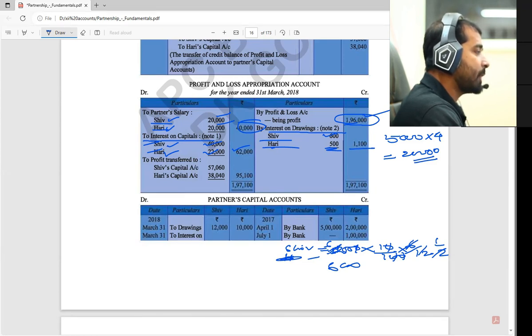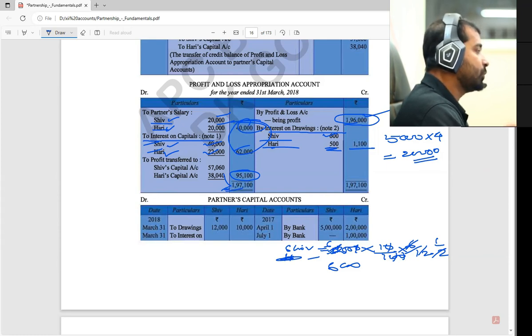But this side is less. How much less? 95,100. How should we do that? Add this one and subtract it from this. We know these things very well, right? Tally the amount. This is nothing but the appropriation profit.